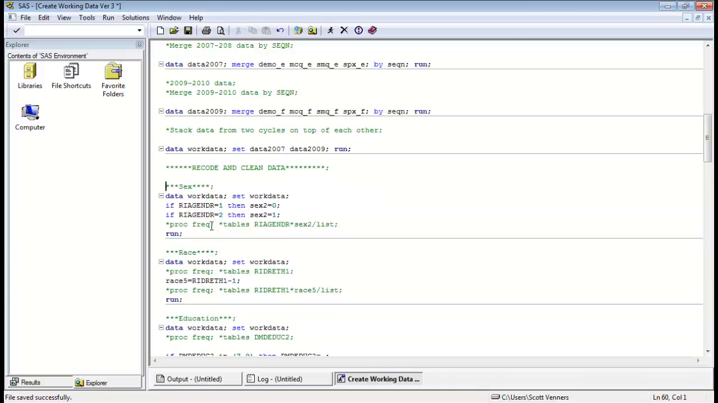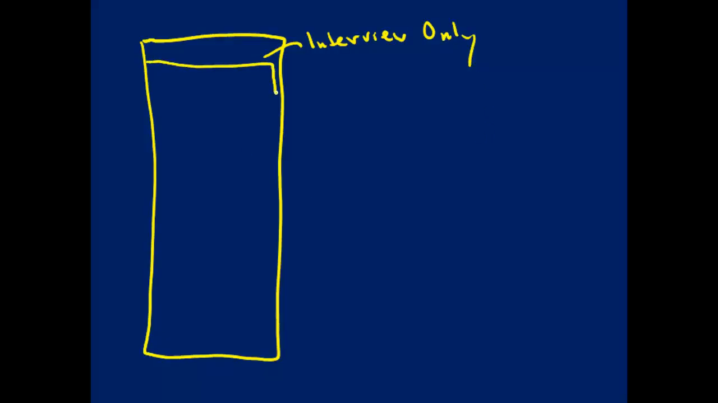So let me explain how we're going to do it. The way the data are organized here is that there's some group of people who had the interview only. And there's a smaller group of people who, in addition to the interview, also went to the MEC. Now, I'm going to be using the weight associated with those individuals who went to the MEC.